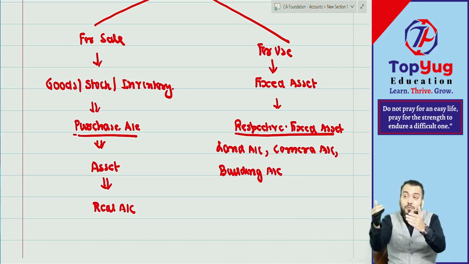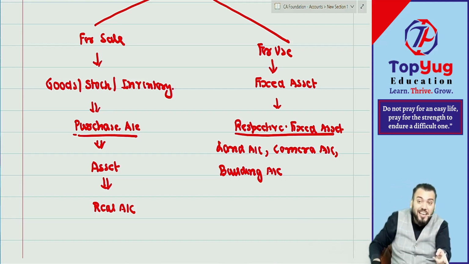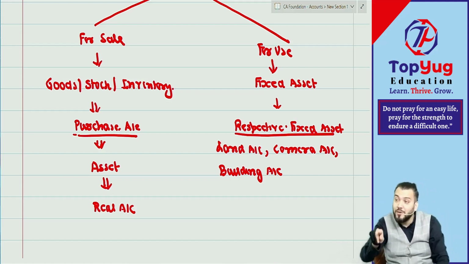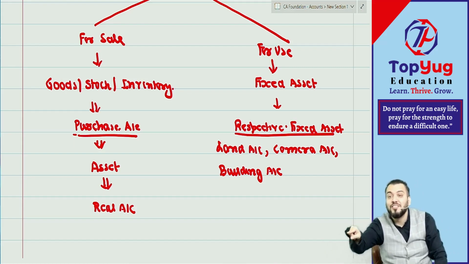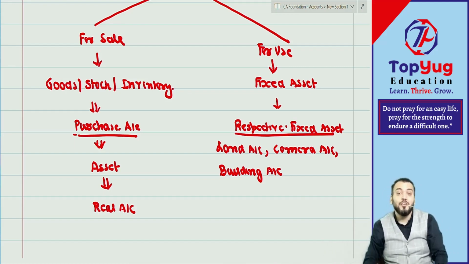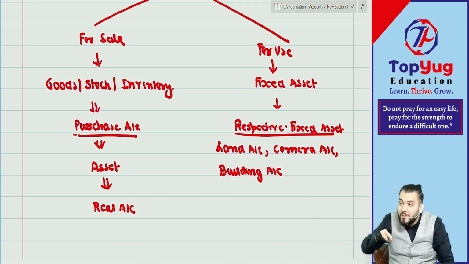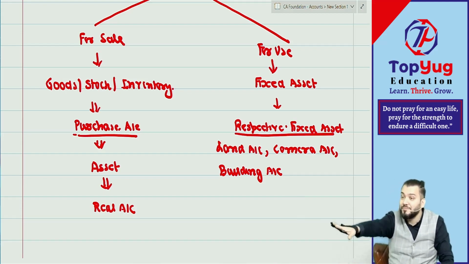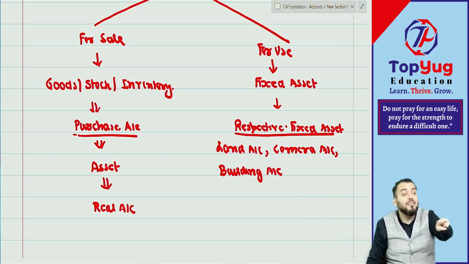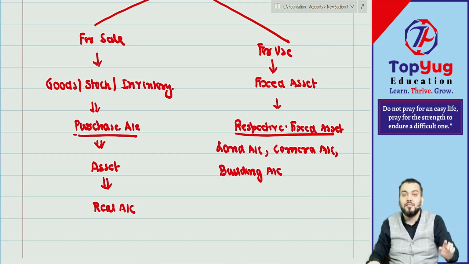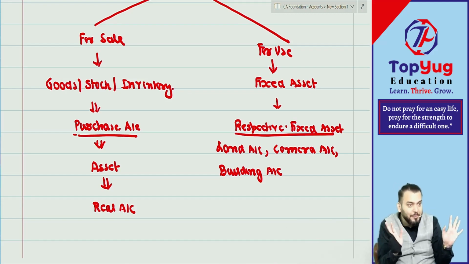One second. If you purchase furniture for sale, then which account will be opened? Purchase account. If you purchase furniture for use, then furniture account. If you purchase a camera for sale, then which account? If you purchase a camera for use, if you purchase a mobile for sale, if you purchase a mobile for use, mobile account. Understood? Have you understood? Yes, sir.